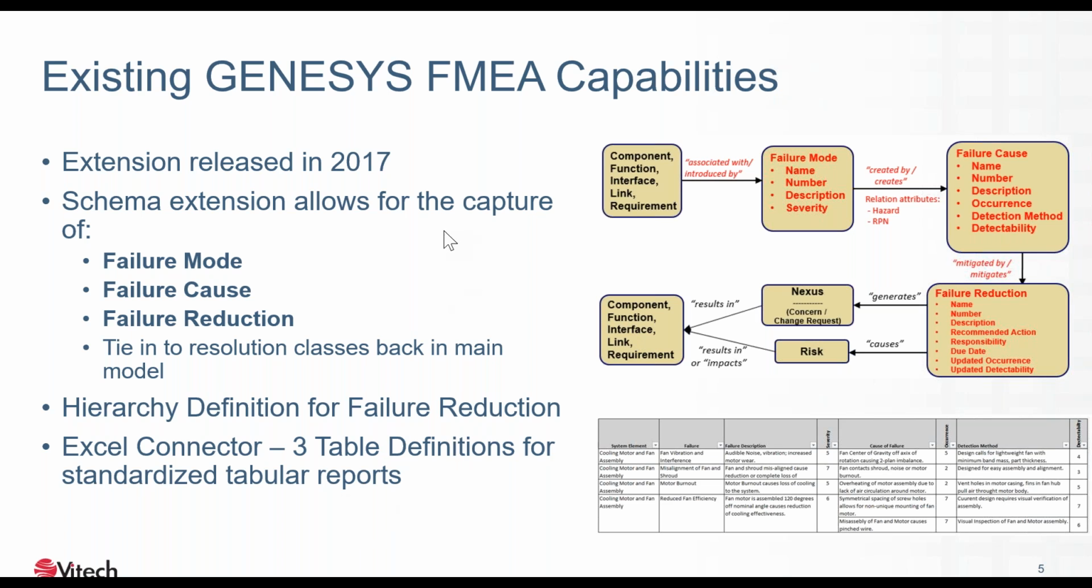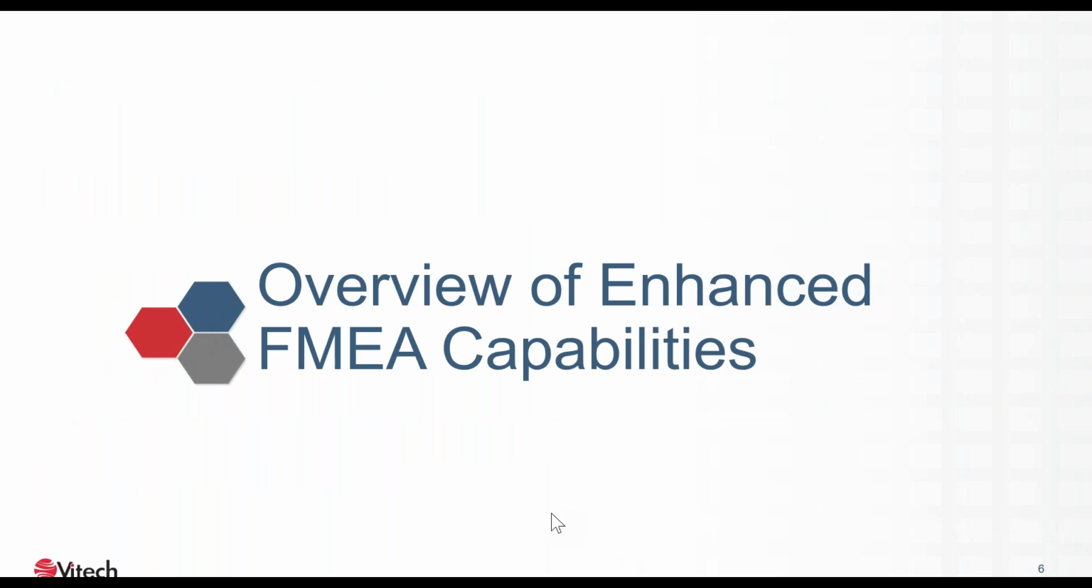There were also some additional capabilities in that schema extension package, hierarchy definitions so that one could visualize these on a couple different diagrams and views within GENESYS. And then the Excel connector for GENESYS had a number of table definitions to be able to pull the information out, in much more of the standard table view that an FMEA engineer would be expecting to see. So that's where we were. Let's talk about where we're going and what the additional capabilities are in the enhancement that's available.